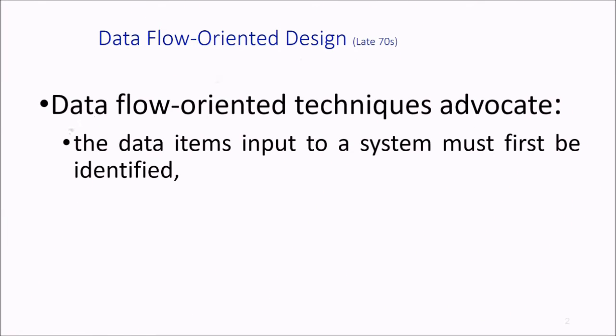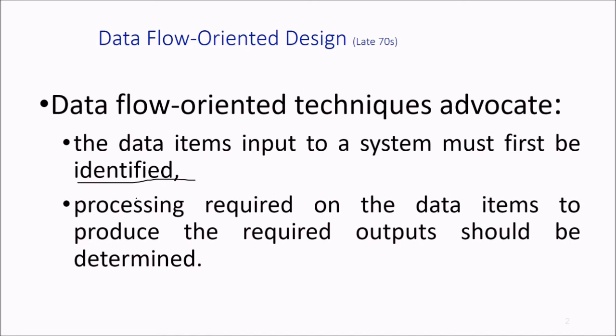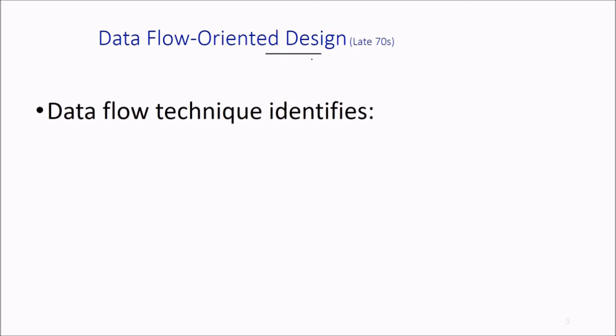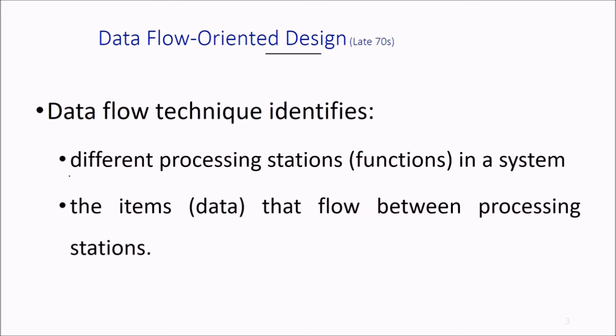So in the late 70s, what happened now? These data flow oriented techniques came up and they taught that the data items input to a system must first be identified. Then the processing which is required on these data items to produce our output needs to be determined as well. So what does this data flow technique identify? First of all, different processing stations or functions in a system, going back to this modular form. And the data or the items that are flowing between these processing stations. So we have processing stations and data flowing in between.